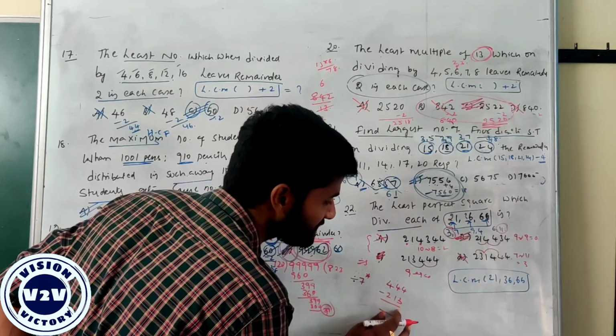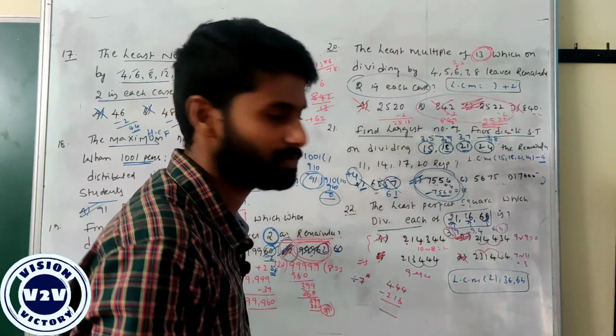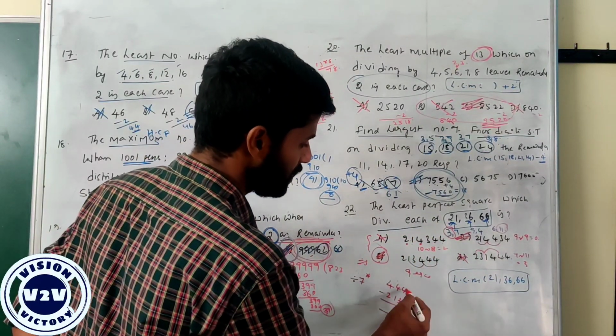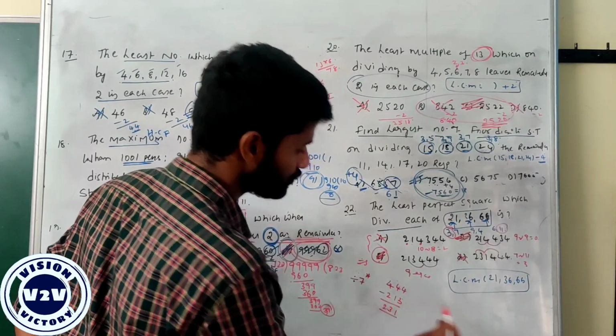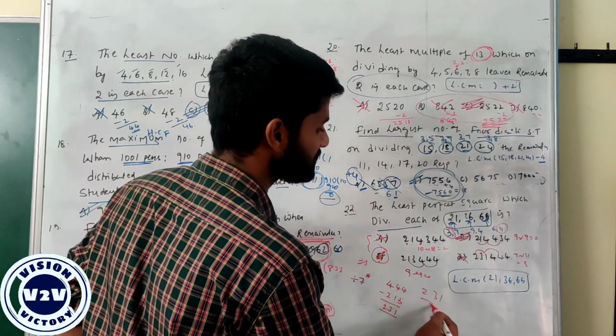The resultant is divisible by 7. The entire number is divisible by 7. So I just go with the C option. 4 minus 3 is 1, 4 minus 1 is 3, and 4 minus 2 is 231. Check it out: 231 is divisible by 7 or not.